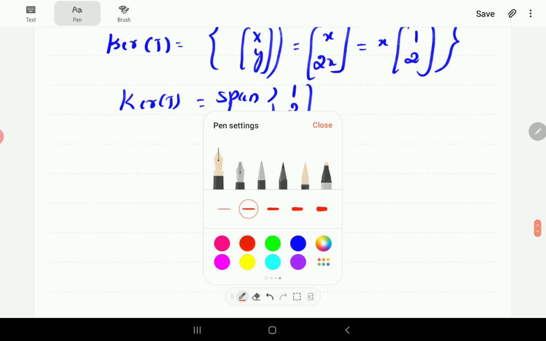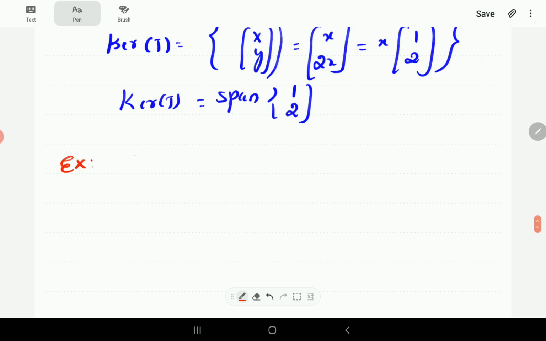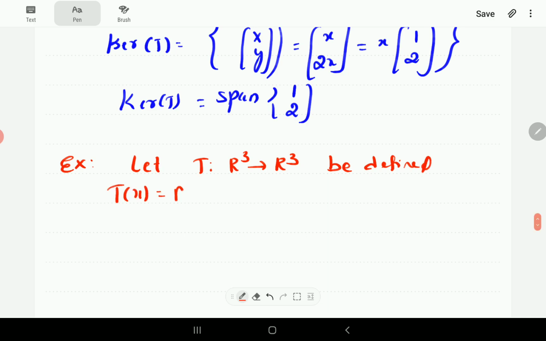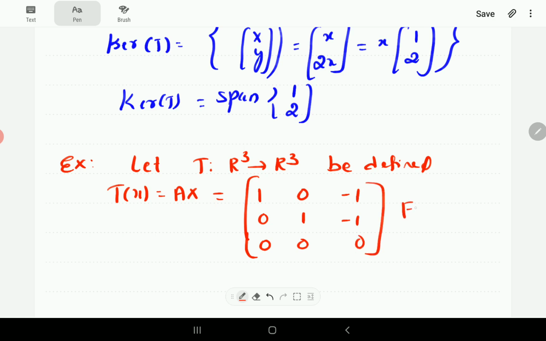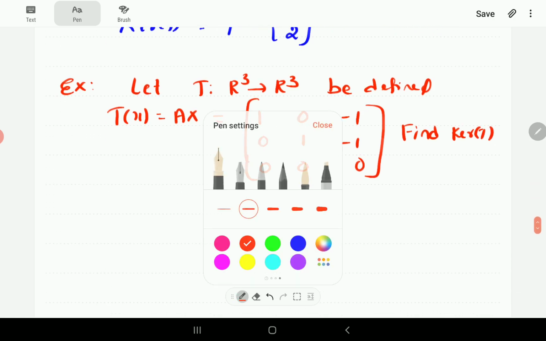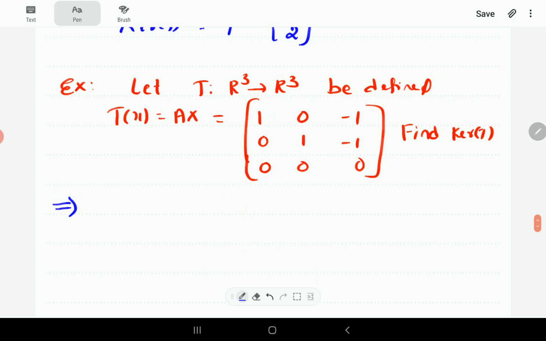Let me take another example where t is a function from R3 to R3 defined by a matrix multiplication, say t of x equal to ax, this is equal to the matrix 1 0 negative 1, 0 1 negative 1, and then 0 0 0. Okay, so find the kernel of t. Okay, so let's continue with the solution.